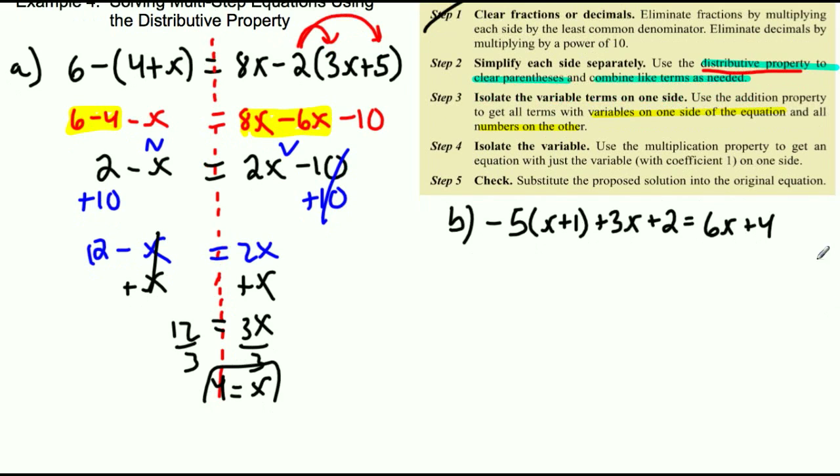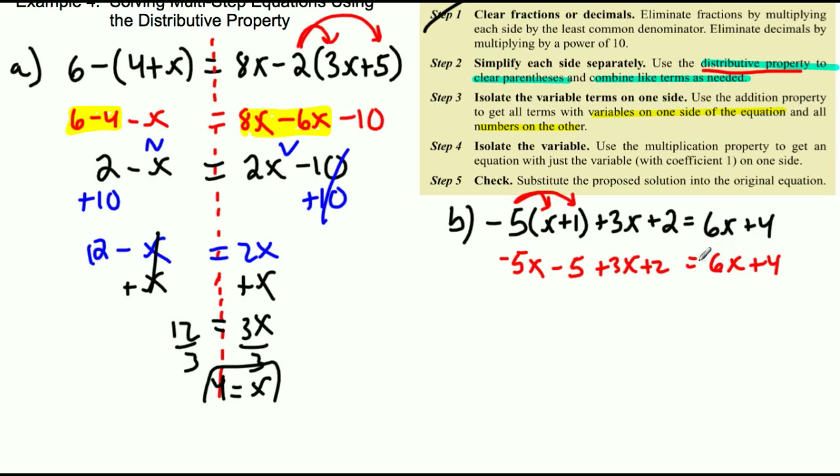And we're going to do the same thing. Let's go ahead and first clear fractions or decimals, which we don't have any, so we skip that step. Step 2 now is to use the distributive property. So negative 5 times x is negative 5x. Negative 5 times 1 is a negative 5 plus 3x plus 2. I'm going to have my equal sign, and then I'm going to bring down 6x plus 4.